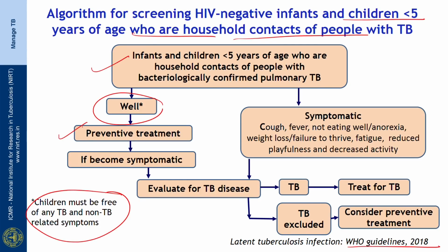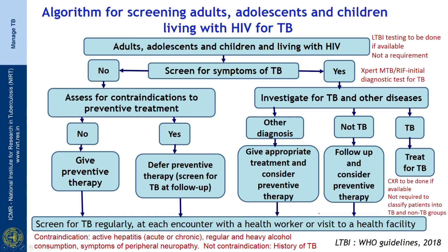So, you can give preventive therapy to them, and if they become symptomatic, evaluate them for TB disease. In case of TB, treat for TB, and if TB is excluded, consider preventive treatment. If the child is symptomatic, you are supposed to evaluate for TB disease and the subsequent management, whether TB is present or TB is excluded.